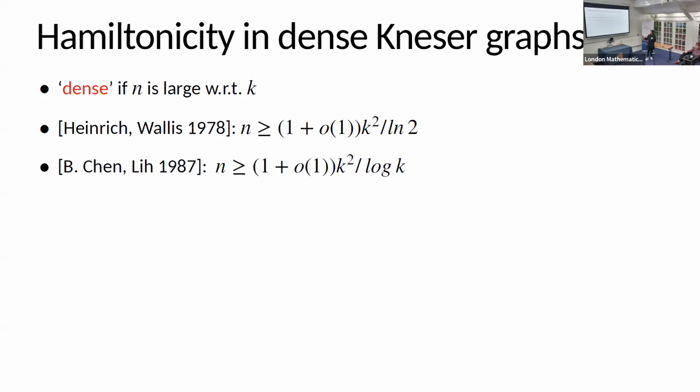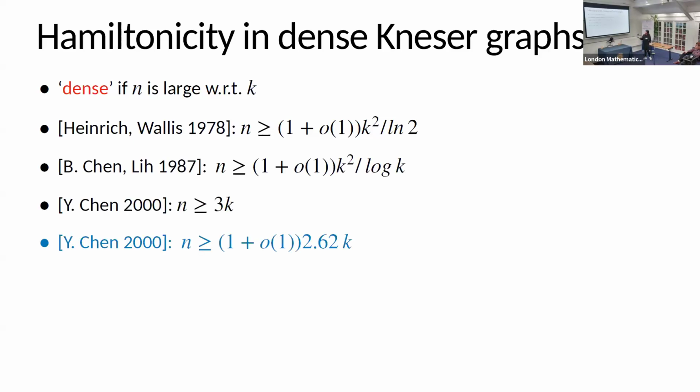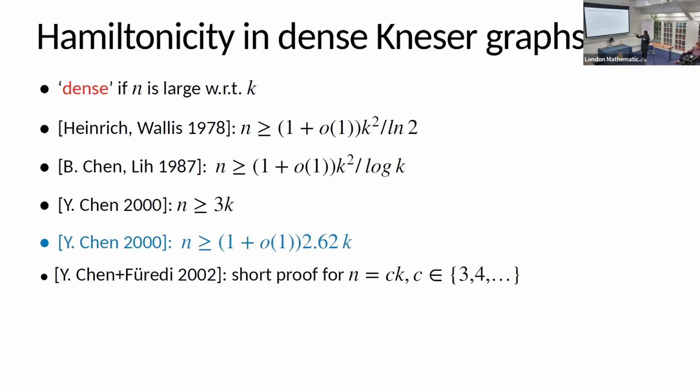And there was a series of improvements over the years, and the result in blue is the best known result for the dense case, where n is at least 1 plus log of 1 times 2.62k, the graph is Hamiltonian.